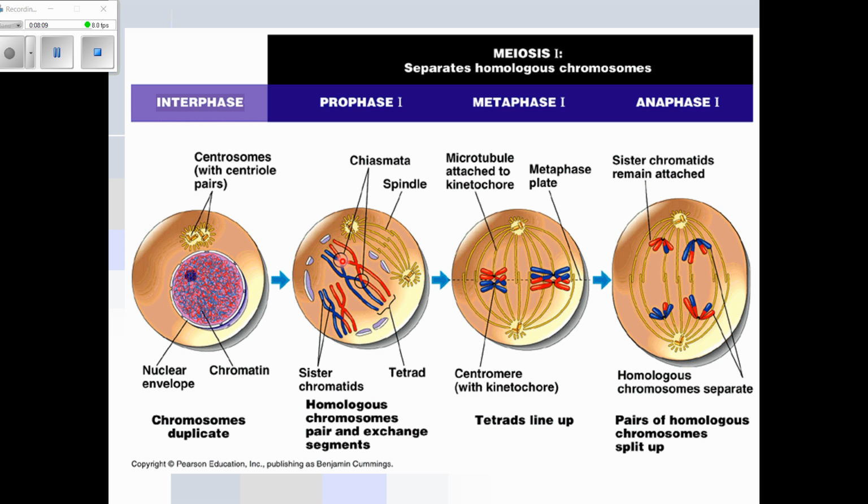And every place where they touch is called a chiasma, chiasmata plural. And the reason they do that is because a piece of that red chromatid and a piece of that blue chromatid will break off and they switch places. This is crossing over. This is the exchange of DNA between a paternal and a maternal chromosome. So it's pretty cool, pretty darn important.